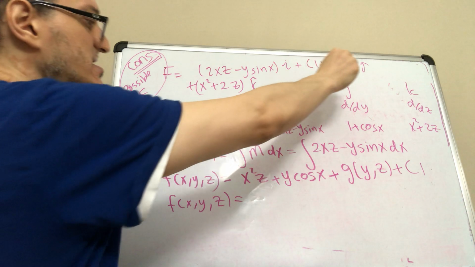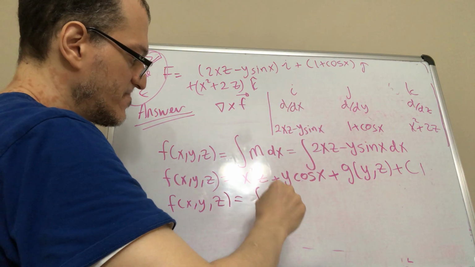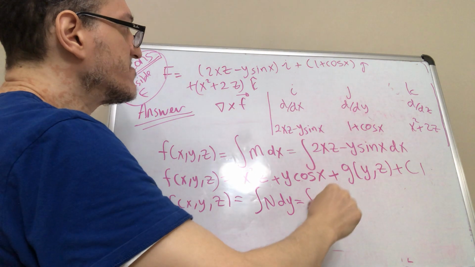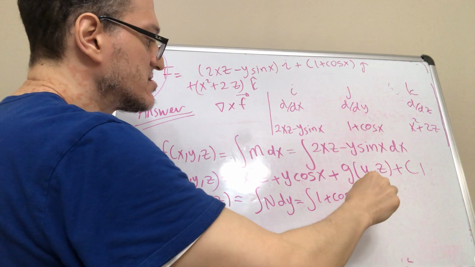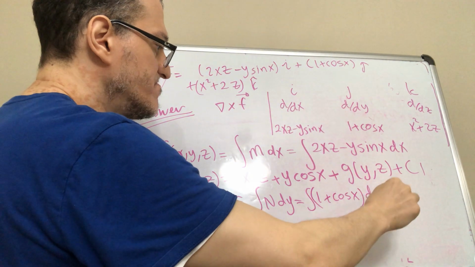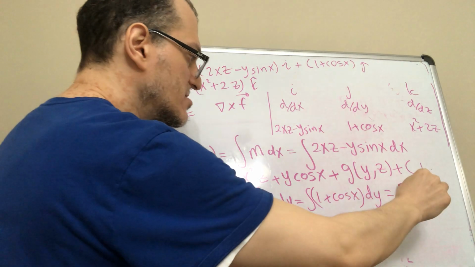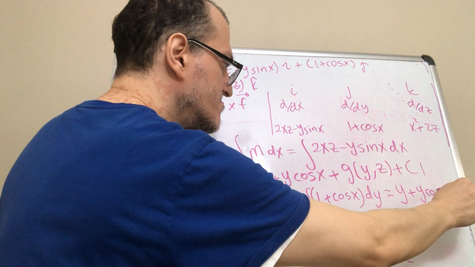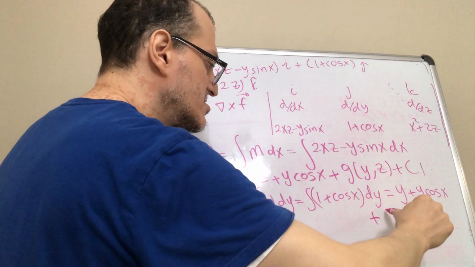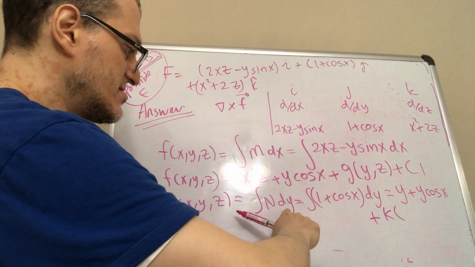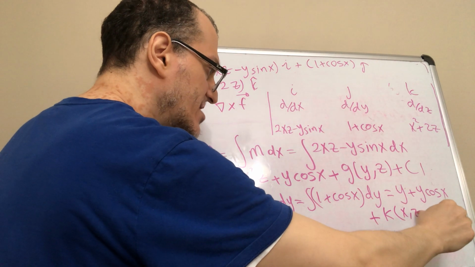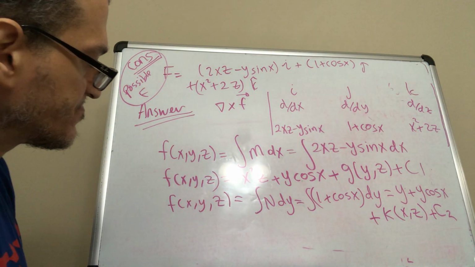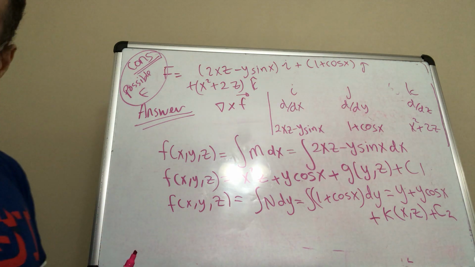Now we integrate n, which is the second one, dy. You're integrating 1 + cosine x dy. Integrating 1 is y. Constant would be a constant y, so y cosine x. Plus a function, you can call it k. This is y in terms of the other 2 variables, plus a constant 2. I'm going to erase some of this.